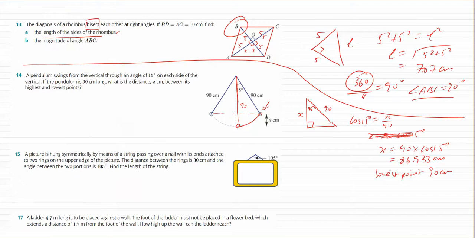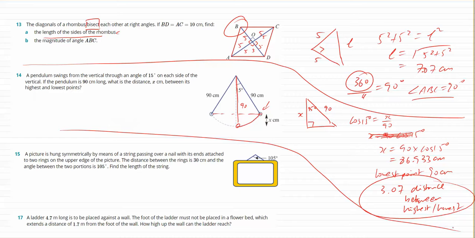So 3.07 is the distance between the highest and lowest. Okay, so that's how you approach question 14.